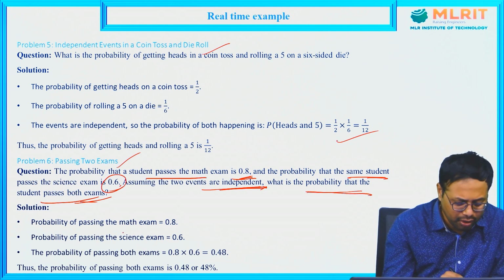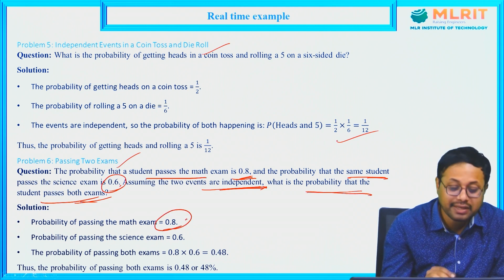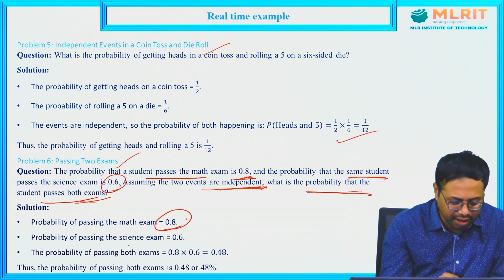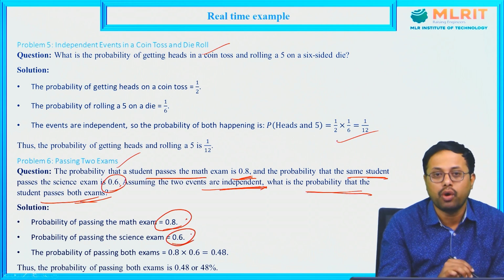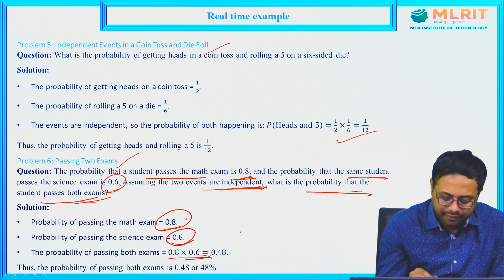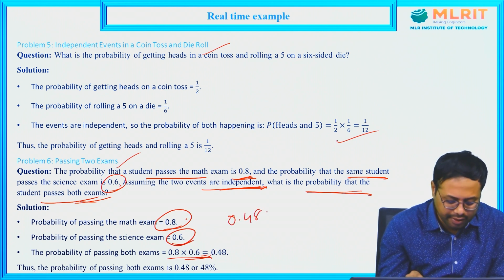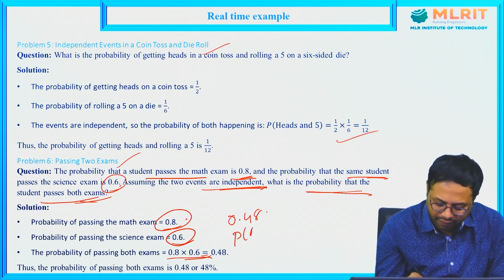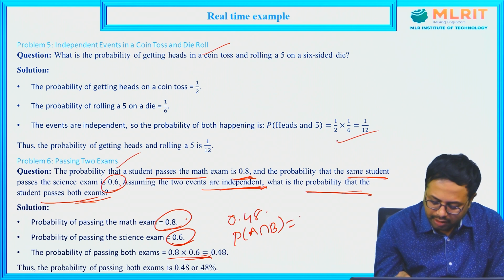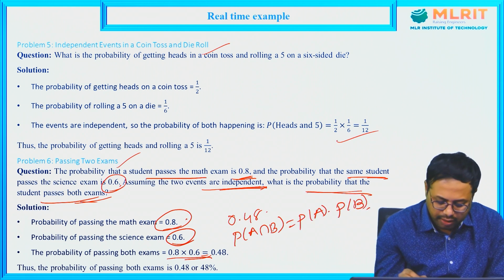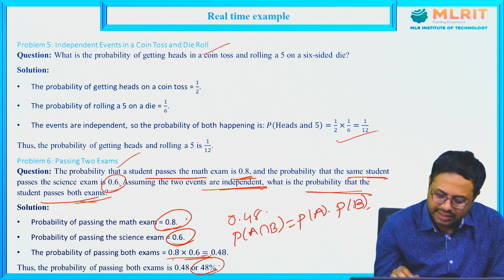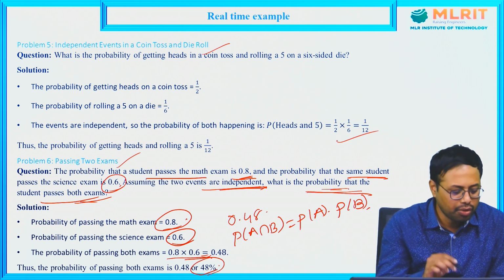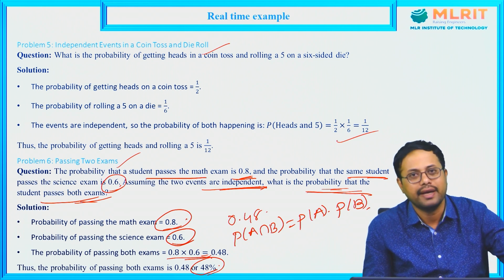The probability of passing the maths exam is 0.8 and the probability of passing the science exam is 0.6. When you multiply them, you get 0.48. Passing both exams means P of A intersection B is equal to P of A into P of B. You do the product and you get 48%. So there is a 48% chance that the student passes both exams.